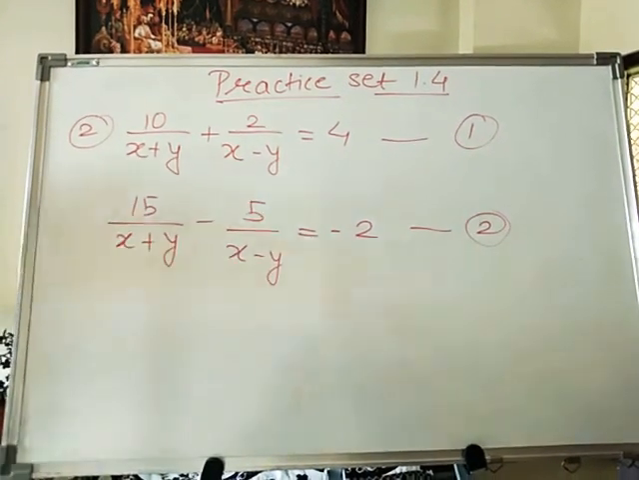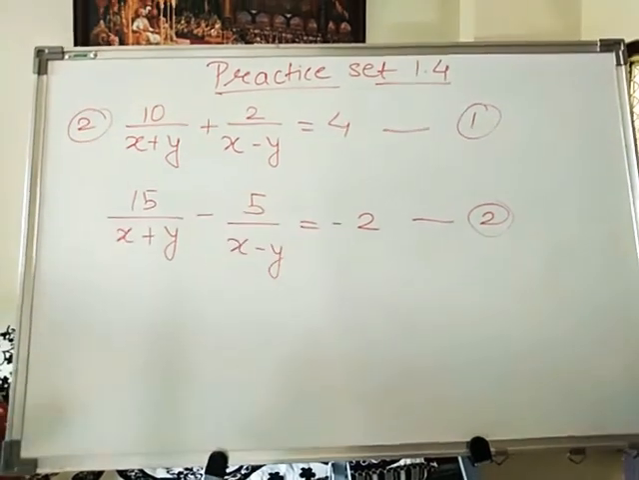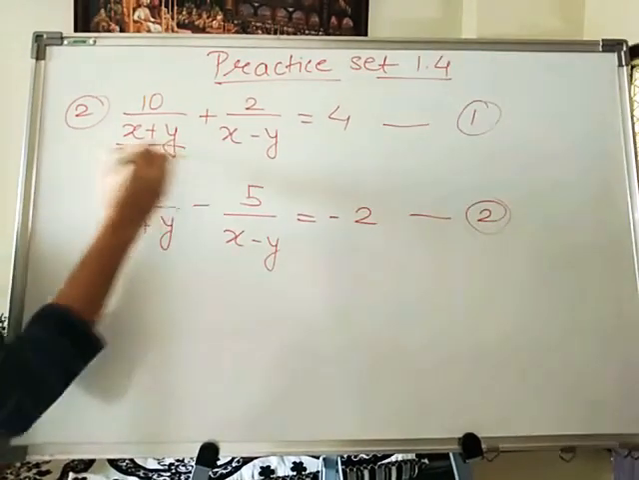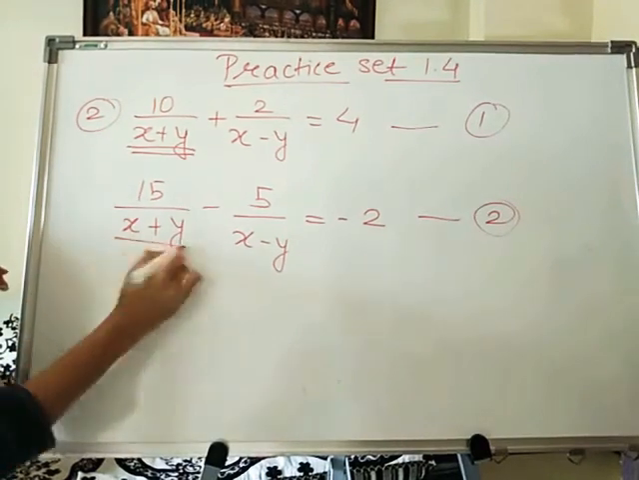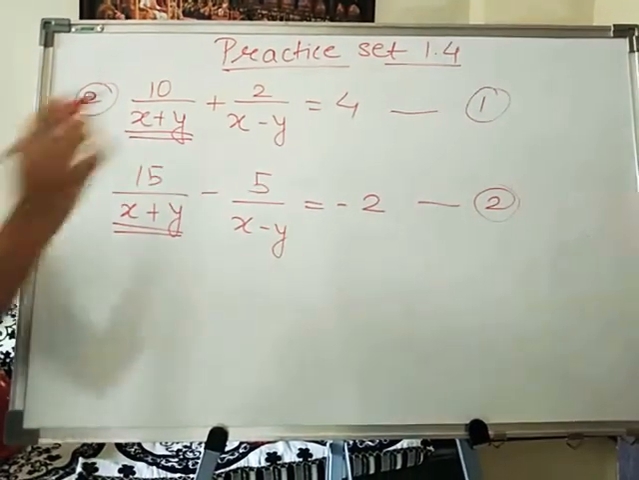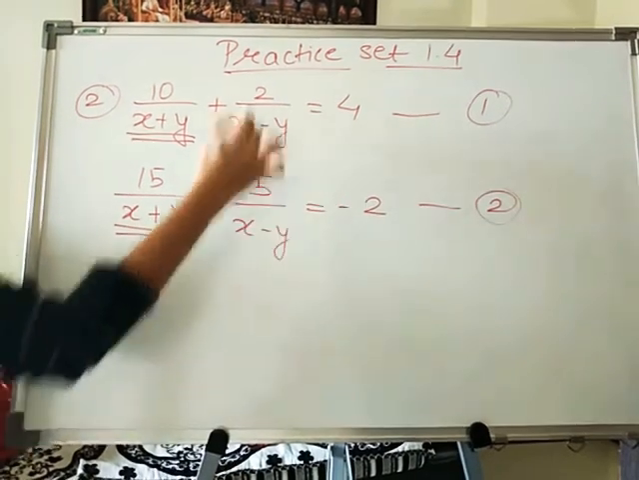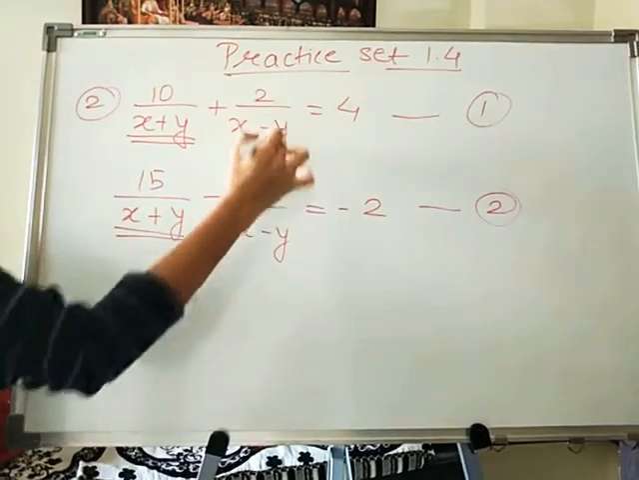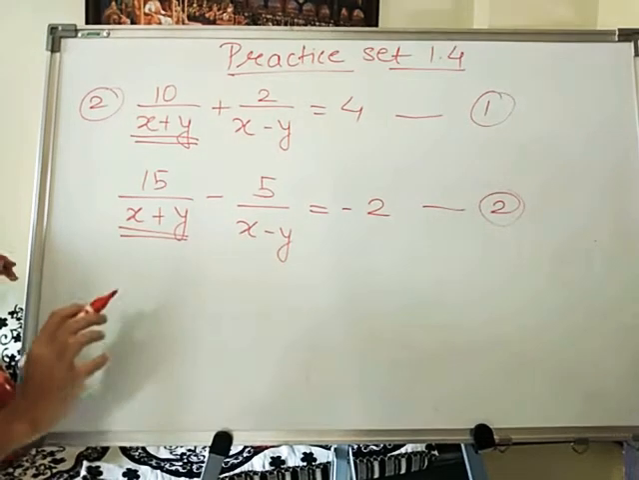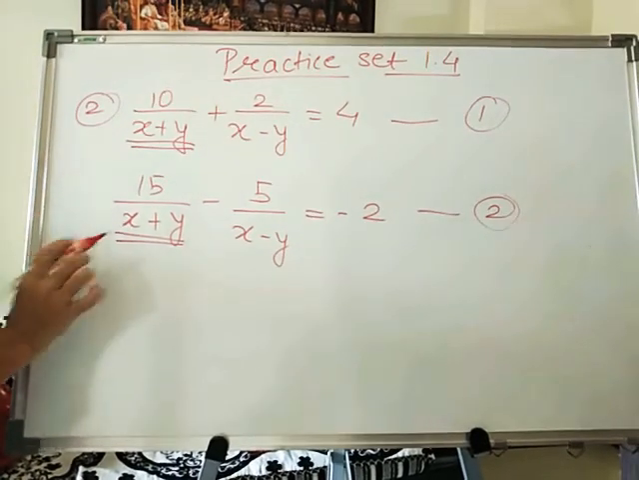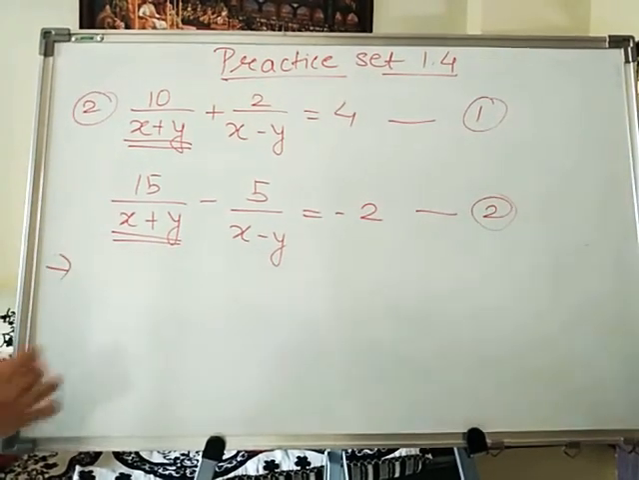What is the first step? Find the common thing in equations 1 and 2. You are seeing x plus y as the denominator of the first term, and x minus y as the denominator of the second term in both equations. So how to convert it into the standard form?